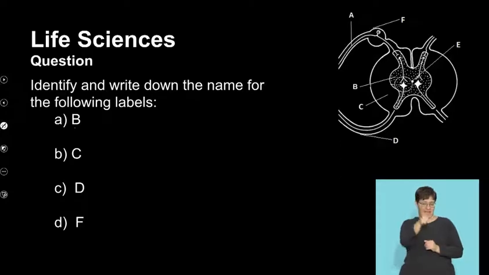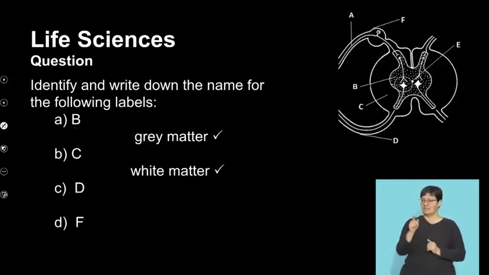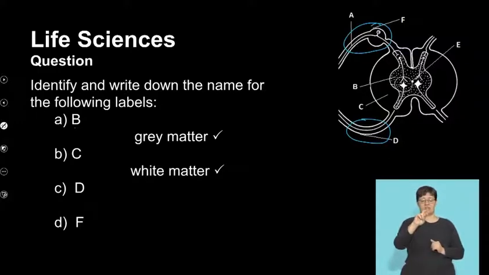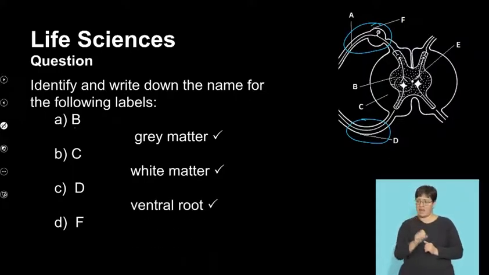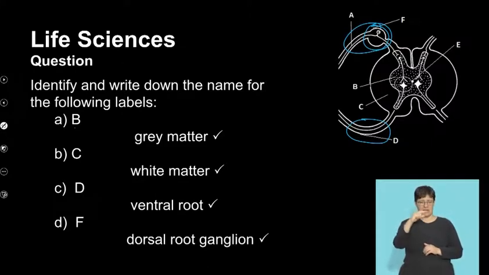There's number B. That's the grey part. So that would be the grey matter. C. That is the white part. So it will be the white matter. D. Remember now I said that this will be the dorsal root. So what will this be? This will be the ventral root. F. That will be the bubble there, and we know that the bubble's name is not a bubble. You do not write bubble, you write dorsal root ganglion. Never bubble, you will not get a mark for the bubble.